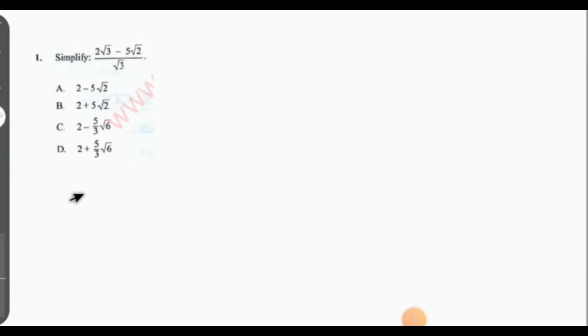Hello everyone. Today I will be solving question 1 to 5 of the 2013 WAEC mathematics. Now let's start the first question. This question is from the topic in mathematics called surds. So let me first start by writing the question.